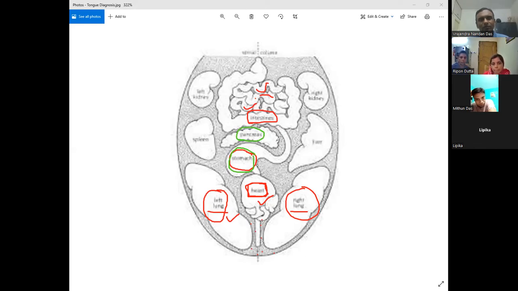So on the back side, left and right, you have the left kidney and right kidney.